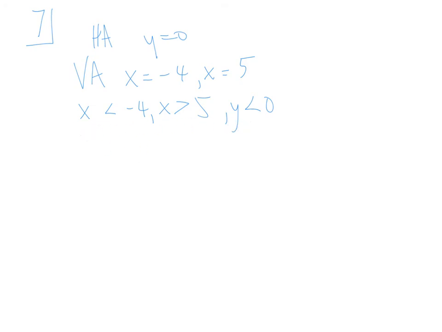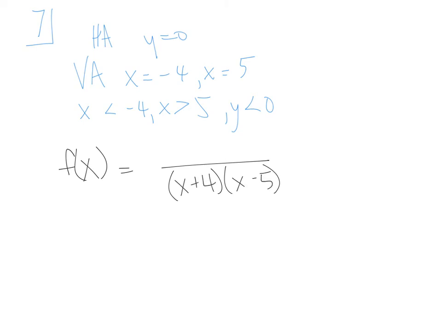So I'm going to start with the equation, or try. So f at x equals, and I know those vertical asymptotes will give me the factors on the bottom. So I'm going to write x plus 4 and x minus 5. The horizontal asymptote is y equals 0, so I know that it's probably a constant on top. I think I'll just put 1 actually.